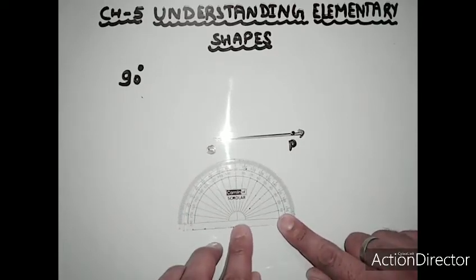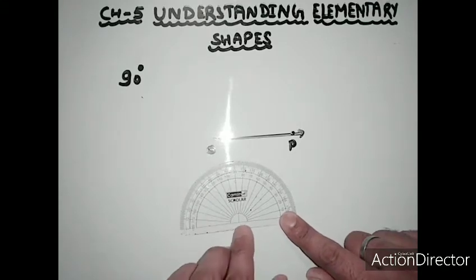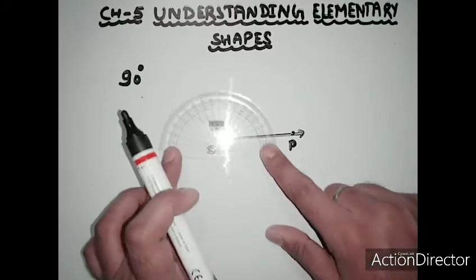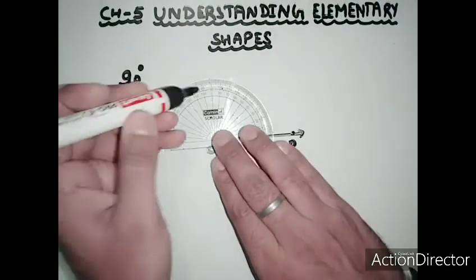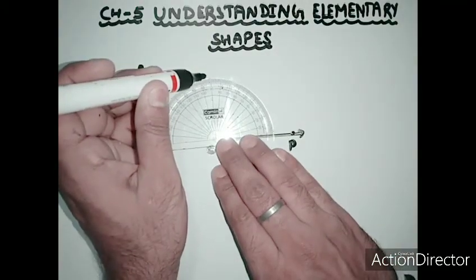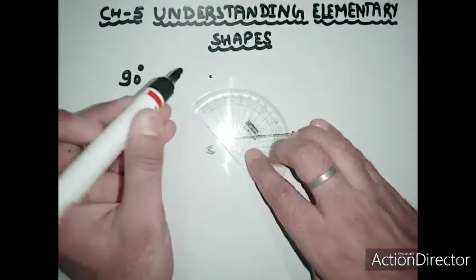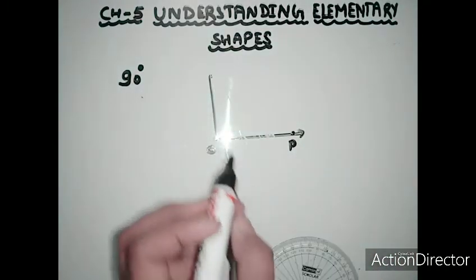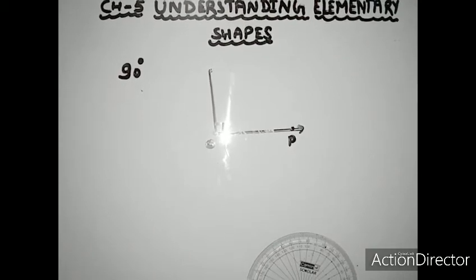Now after that, we put the midpoint of this protractor on this point O, right? Like this. Now we mark a point at 90 degrees. After that, we join these two points, and here we make a 90-degree angle. This is the 90-degree angle.